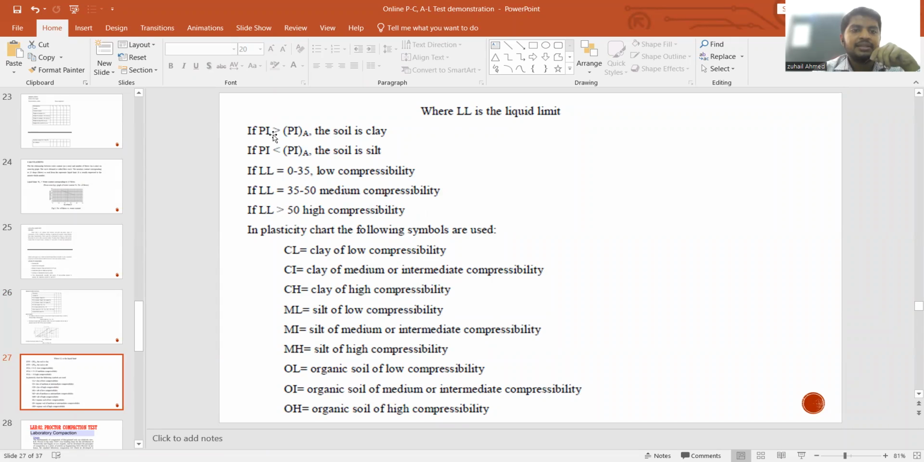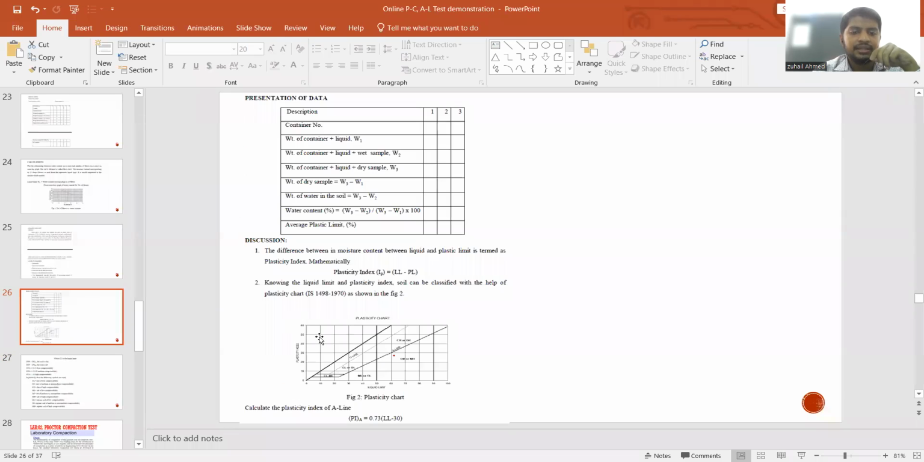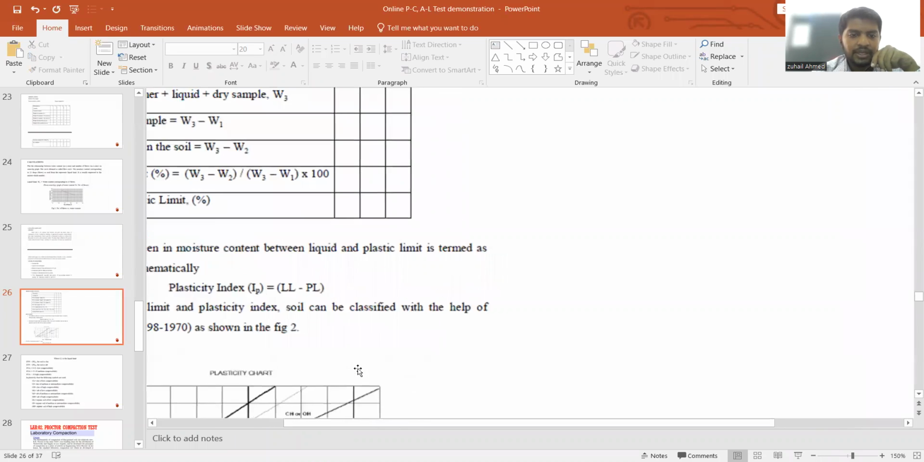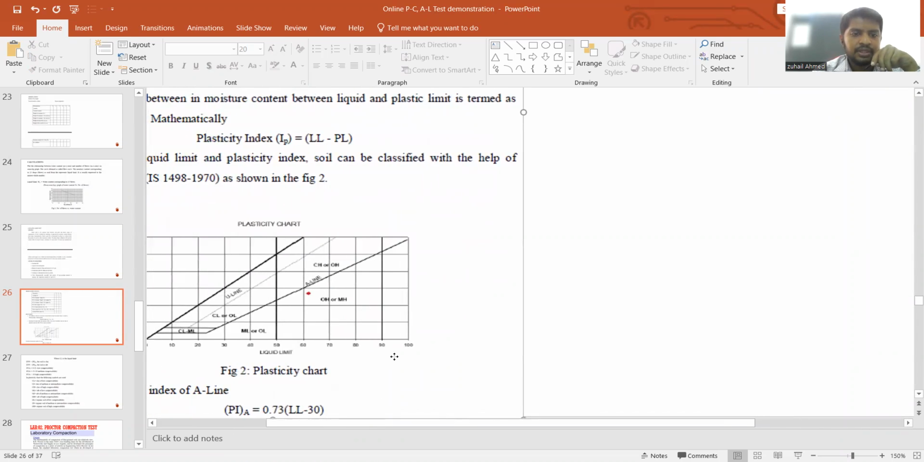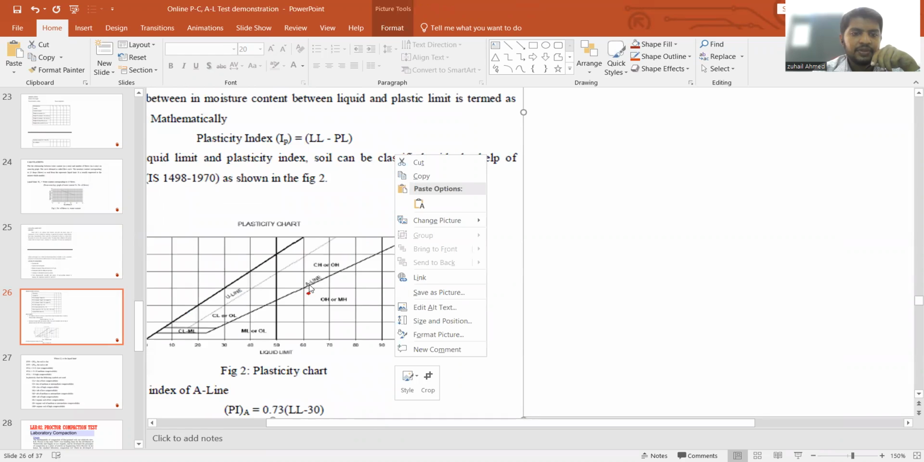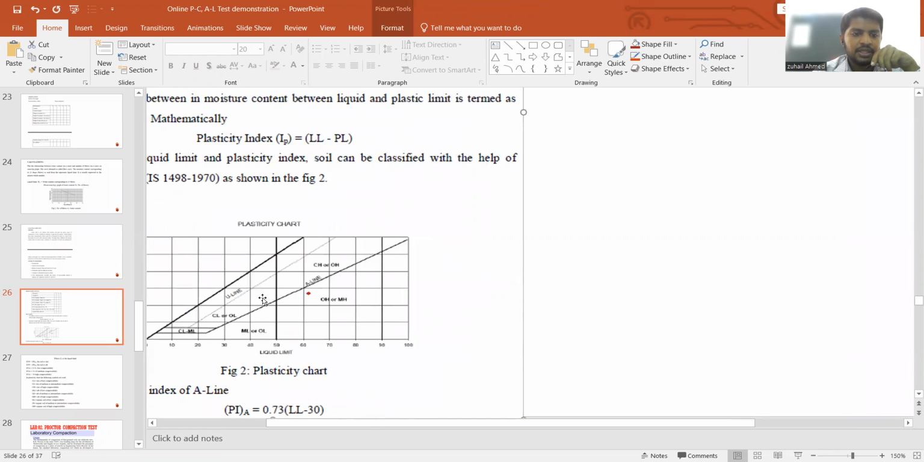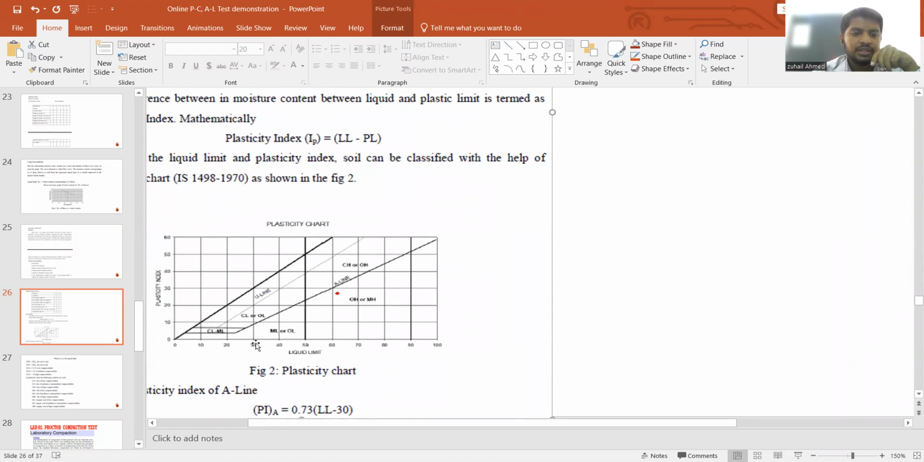Then the plasticity index, I already told you. There's a plasticity index value, and there's a graph here, a standard graph. From that graph, there's an A line. I will provide this one. You can see the line is going through here. This line is called the A line. We are calling this one a plasticity chart.